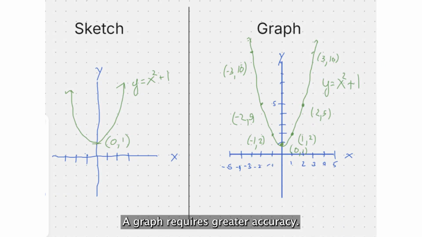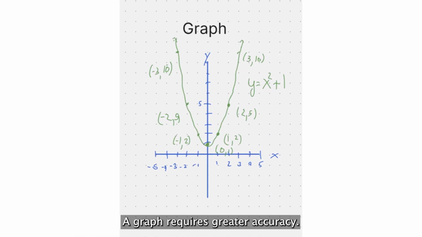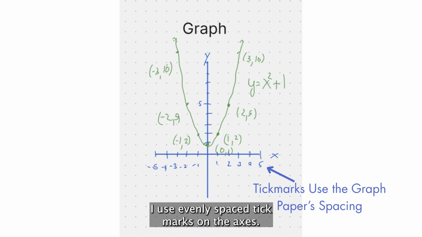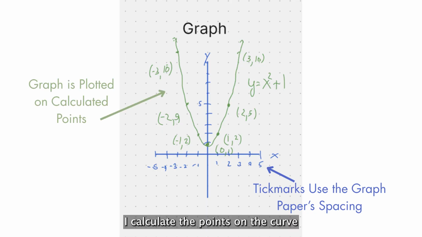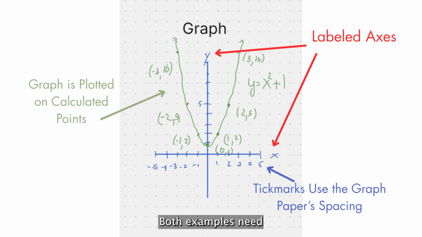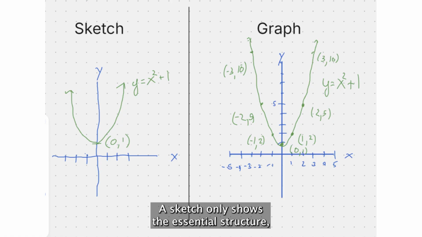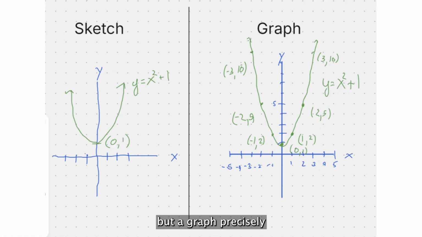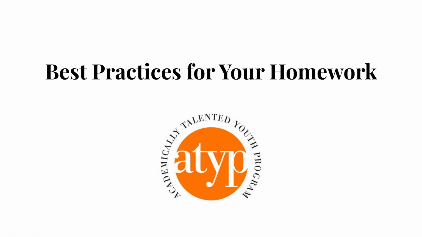A graph requires greater accuracy. I use evenly spaced tick marks on the axes. I calculate the points on the curve, and then I draw a smooth curve between them. Both examples need labeled axes and important points. A sketch only shows the essential structure, but a graph precisely represents the calculated values.